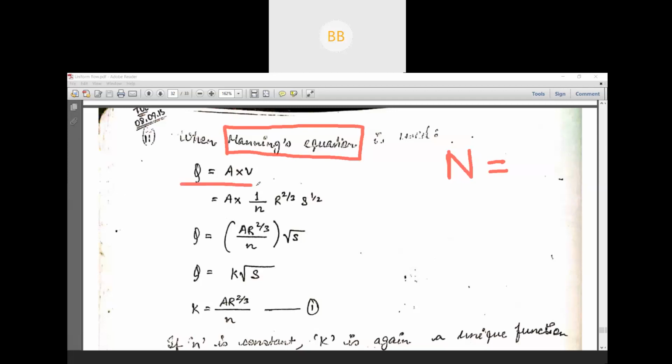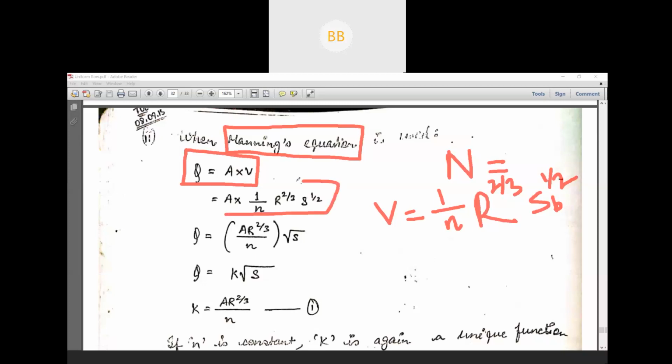First we take the equation discharge is equal to area into velocity. Then we use Manning's equation in place of velocity, 1 by n R to the power 2 by 3 S_b to the power half. We substitute here. We know K is nothing but discharge divided by square root of S_b, the bed slope.